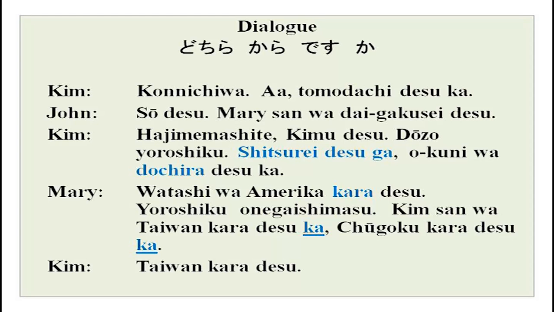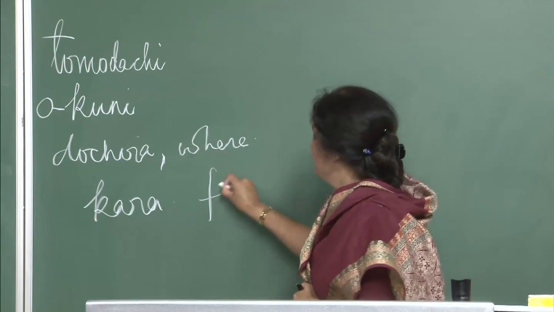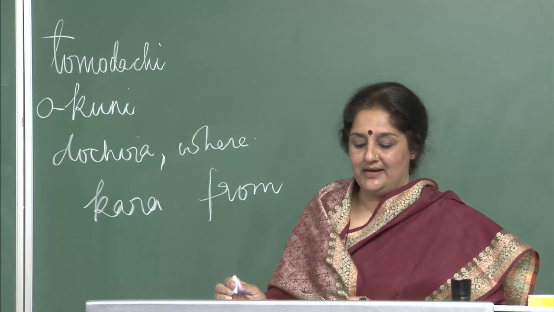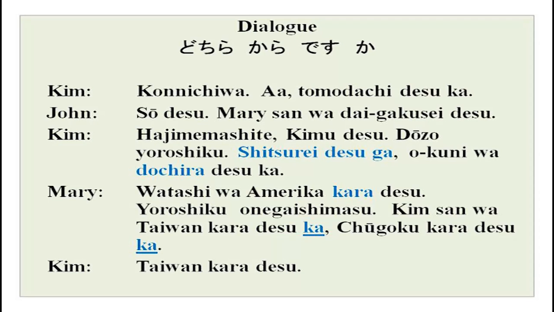Mary says, watashi wa Amerika kara desu, meaning from America. Watashi wa Amerika kara desu. Yoroshiku onegai shimasu. Again, because she is meeting Kim-san for the first time, you introduce yourself as watashi wa so and so desu, watashi wa so and so kuni kara desu, and yoroshiku onegai shimasu. This phrase is to be used only for the first time when you meet someone.